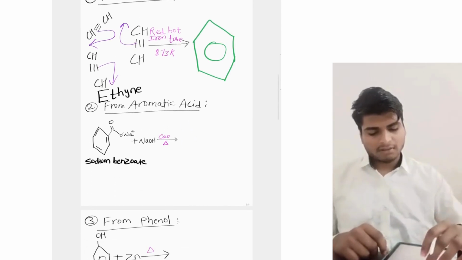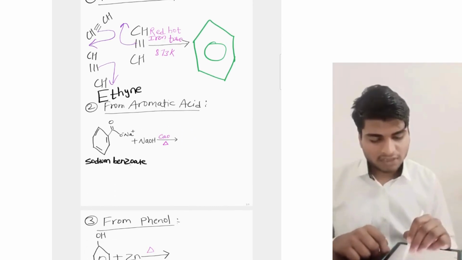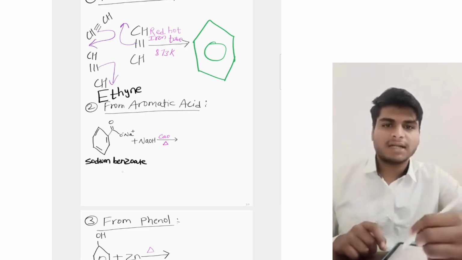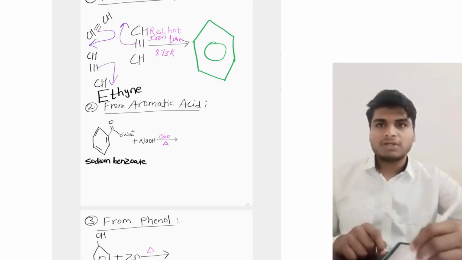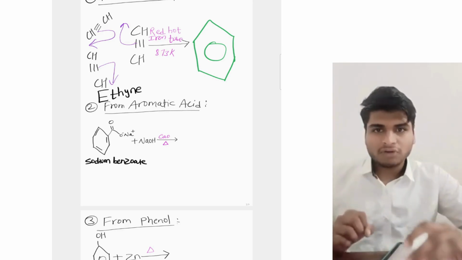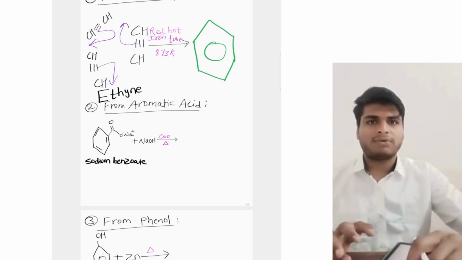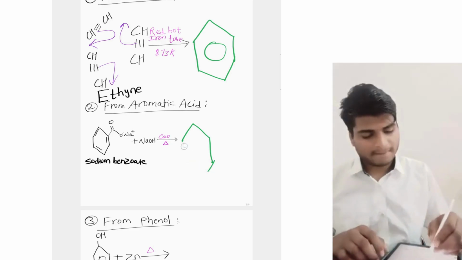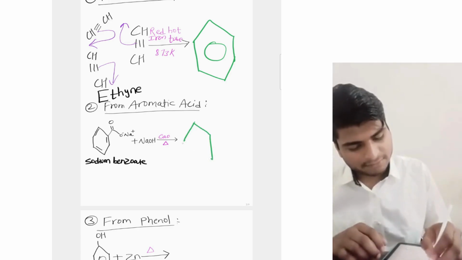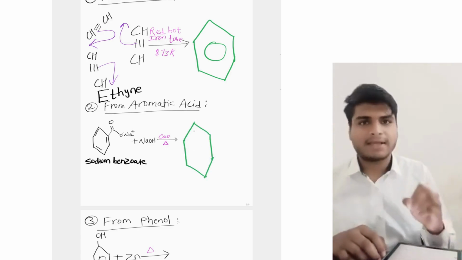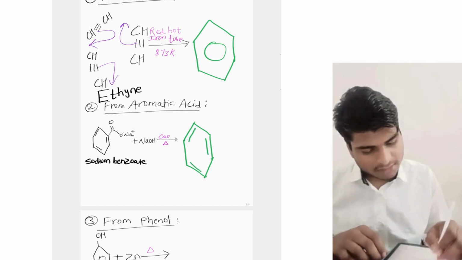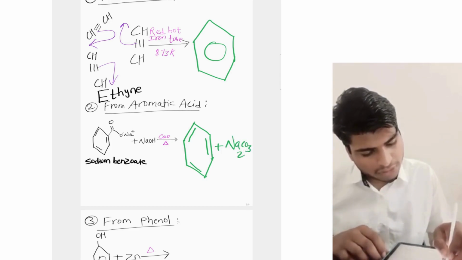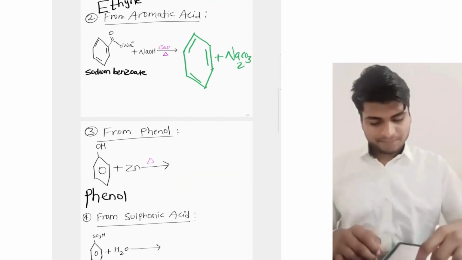And from an aromatic acid like sodium benzoate. In this process the sodium salt of benzoic acid, that is sodium benzoate, is heated with soda lime. CaO is the soda lime, to produce benzene along with sodium carbonate. Then this will be the formation. Let me draw the benzene, and this will be this plus Na2CO3.